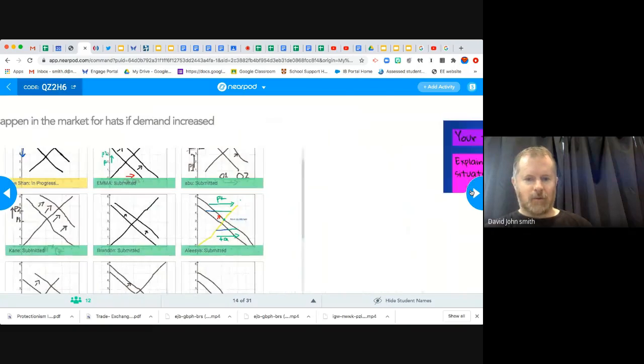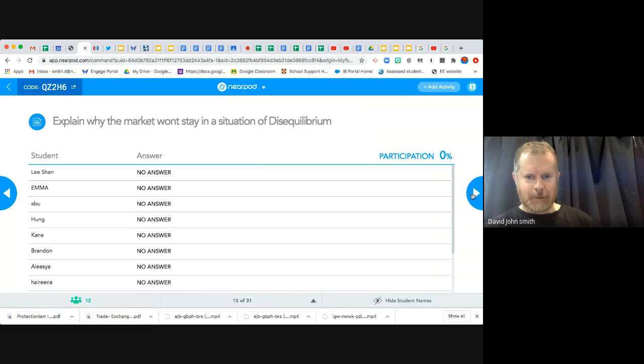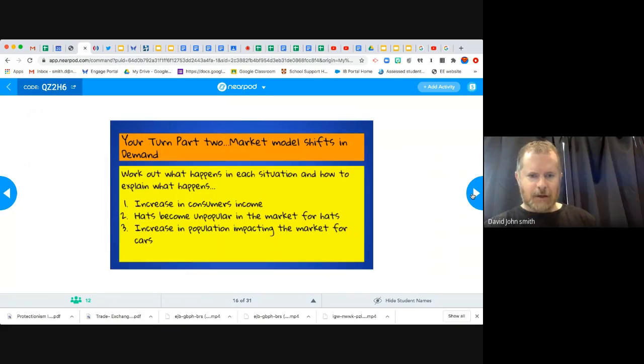Now, that was demand. And then the next trick, there's some more ones here. This one has each situation and how to explain what happens. So this is just extra things. They're in the slides which you have. If there's been an increase in consumer income, what do we expect to happen to the demand curve?